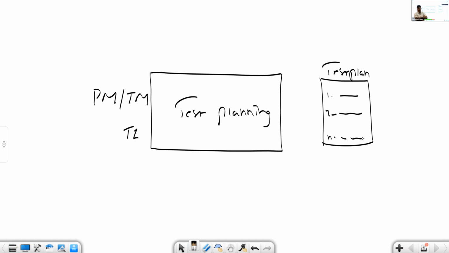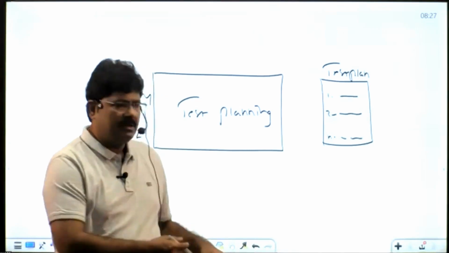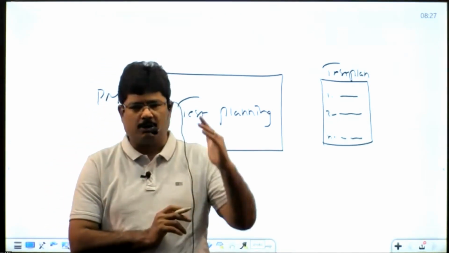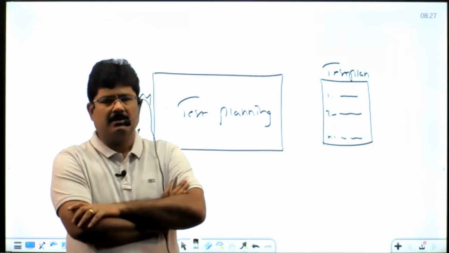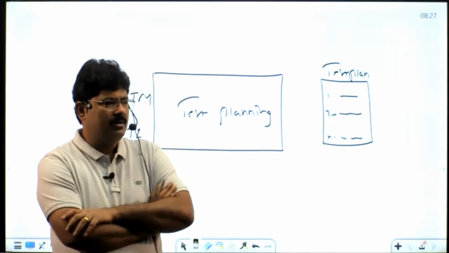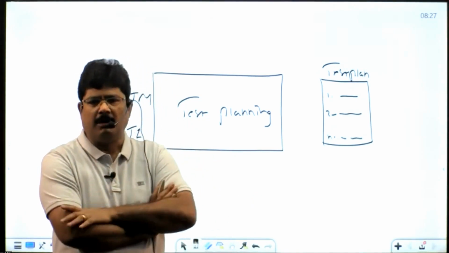The team lead will prepare the document. This document will explain the scope of testing. Scope of testing means what are the features to be tested, what are the features not to be tested. The test approach: what to do first, what to do next, what to do next, what to do last. Points of contact: who are the resources involved in the project testing?